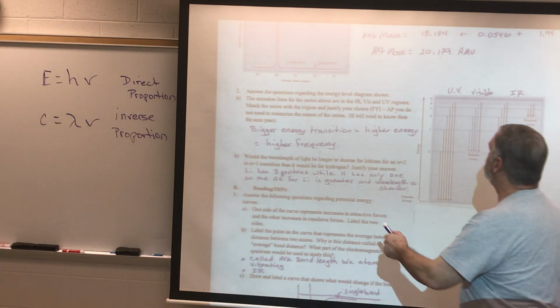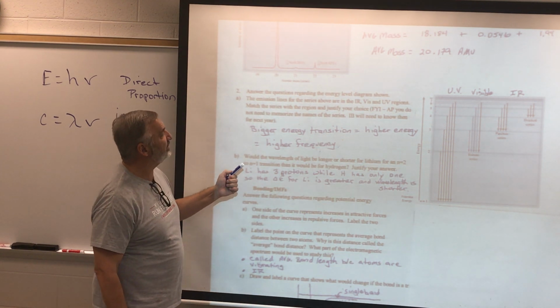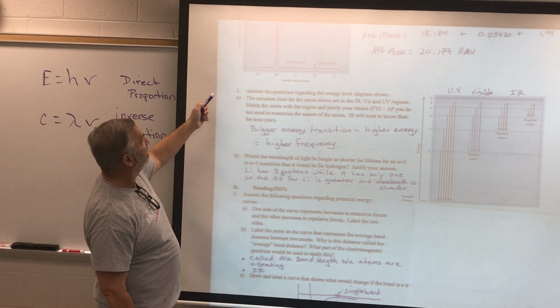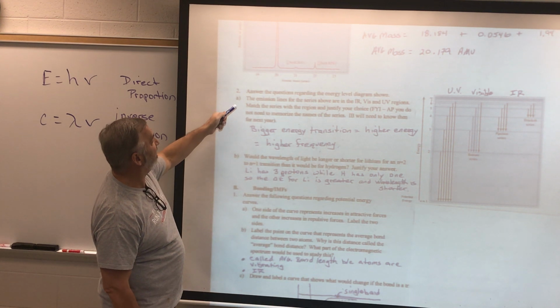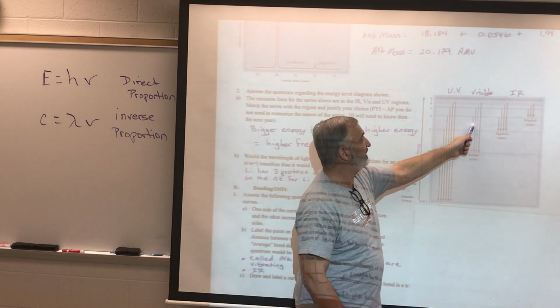So, bigger energy equals higher frequency. Higher frequency is going to be, so what's the question asking? The emission lines, do you need to know? This just says label those, okay? So we label them based upon the energy.